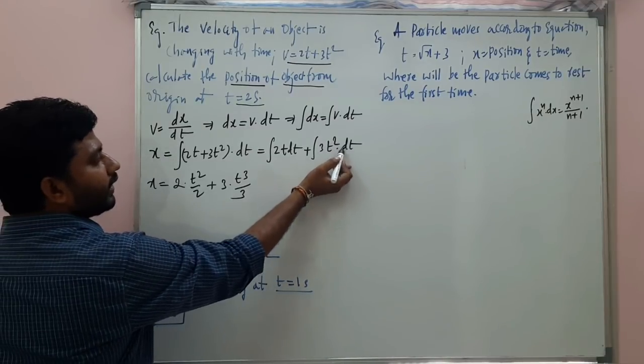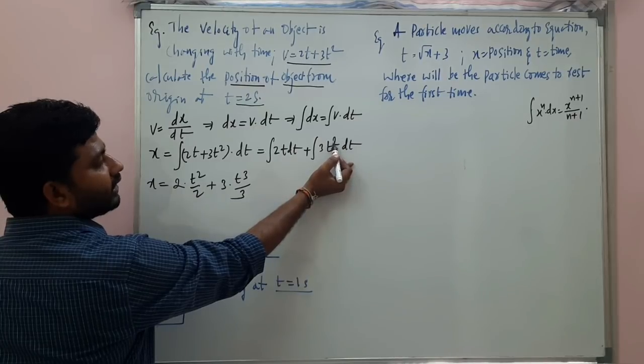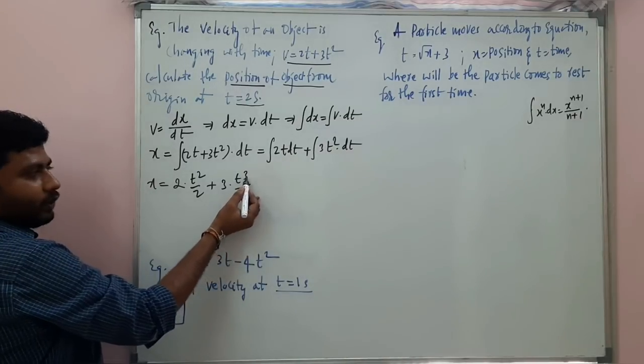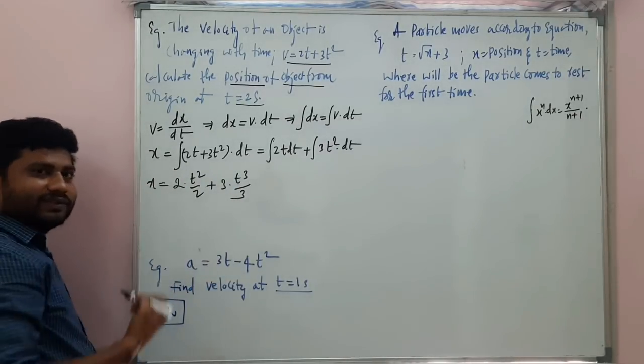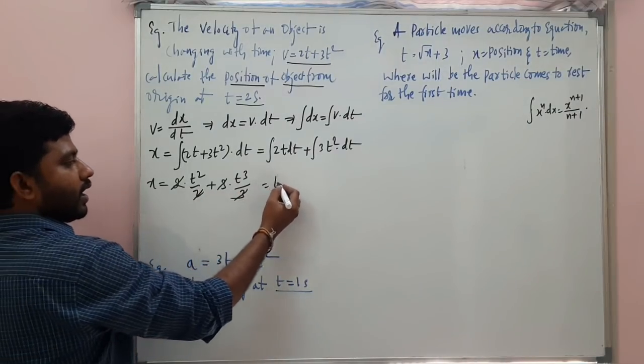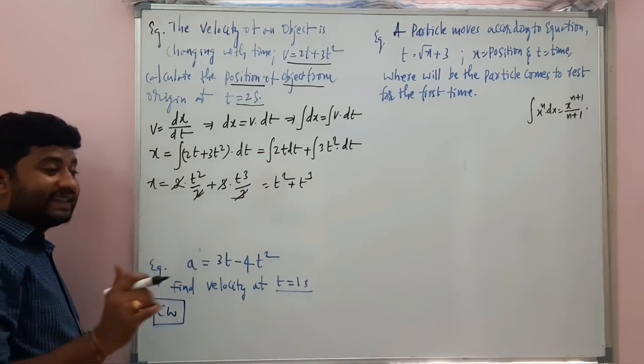Integral t square dt will be t to the power 2 plus 1 by 2 plus 1. See, t to the power 2 plus 1 is 3, by 2 plus 1 is 3. 2 cancel, 3 cancel. So the required thing will be t square plus t cube. What is this? Position.